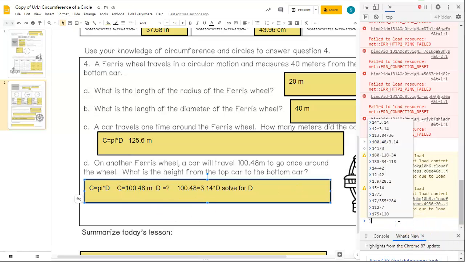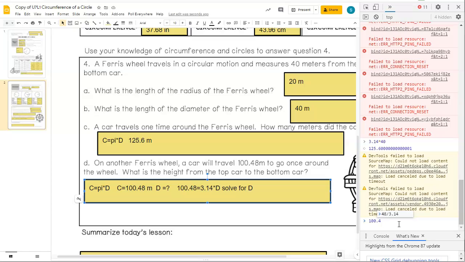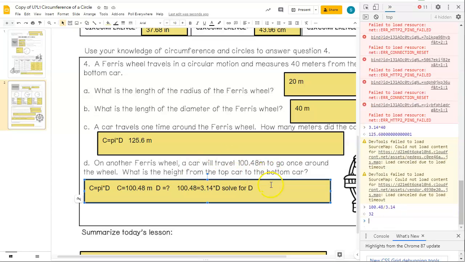So here we've got 100.48 divided by 3.14, and we get that our diameter equals 32 meters. So this is a little bit smaller of a wheel, whereas this one was 40 meters from top to bottom. This one's 32 meters from top to bottom.